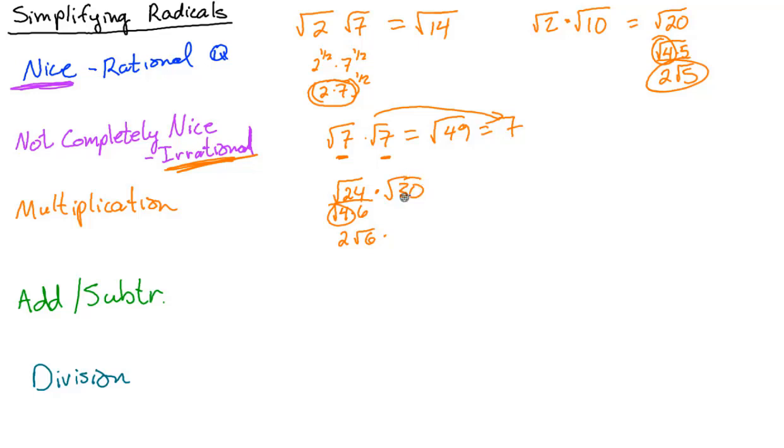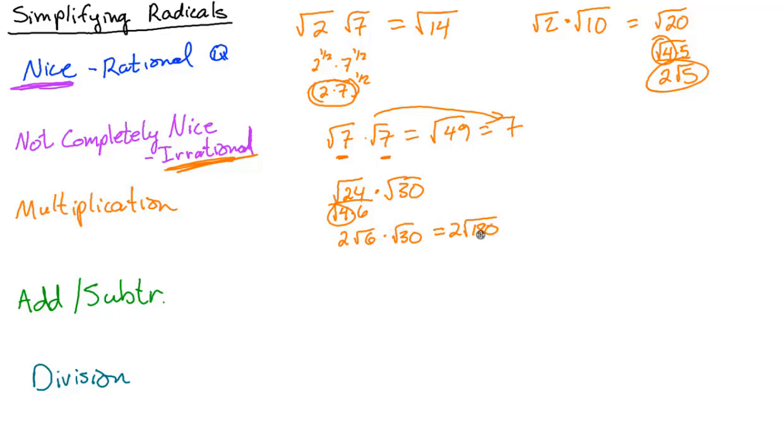So this is 2 square root of 6, times the square root of 30. Is there anything in there? This is 5 times 6. No perfect square goes in there. No 4, no 9, no 16. So we're stuck right there, square root of 30. So when we multiply these two, we get 2 square roots of 180.